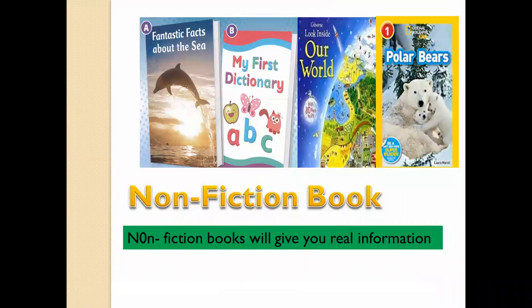Non-fiction books. What are the four non-fiction books? Number 1, Fun, Fantastic Facts About the Sea. If we read this book, we are going to know about the sea. My First Dictionary. A for apple, B for book, B for butterfly, and C for cat. This is the first book you have studied in your life. So this is called My First Dictionary. And when we read this book, we come to know about the English letters.